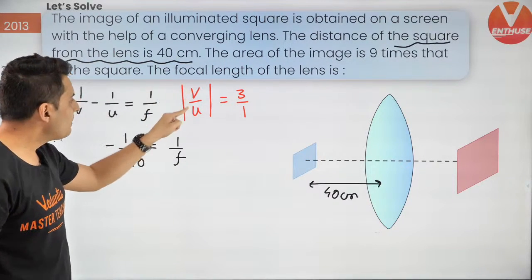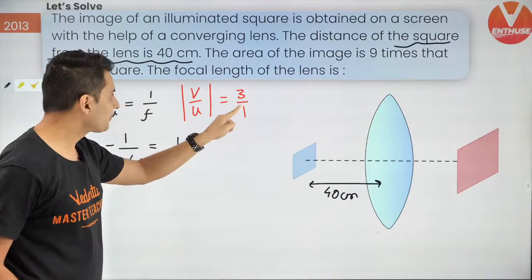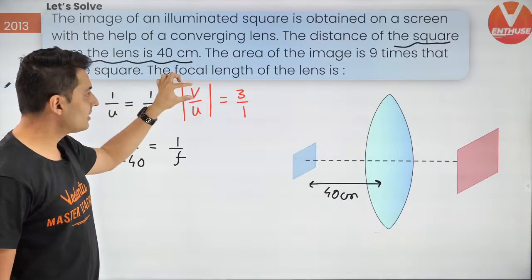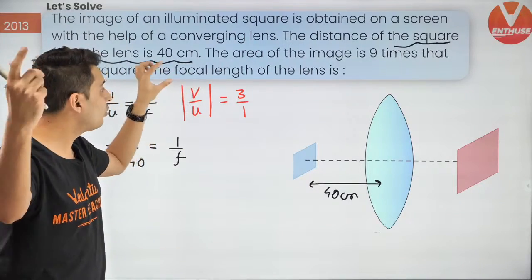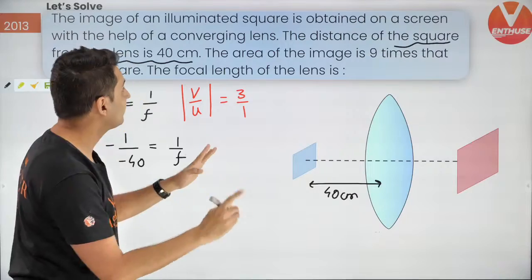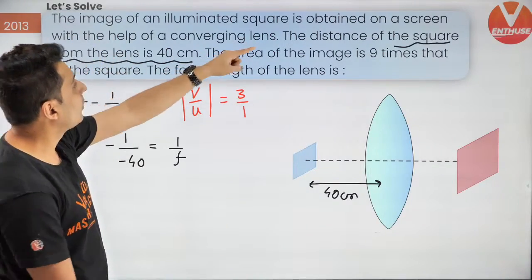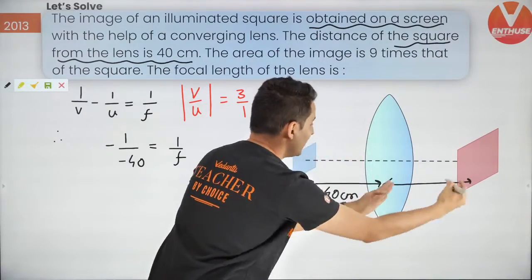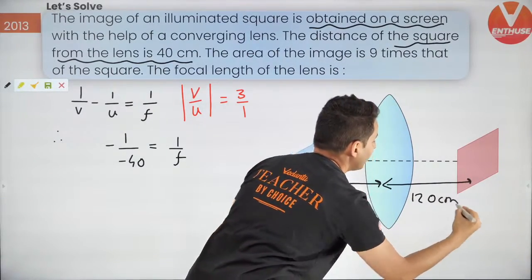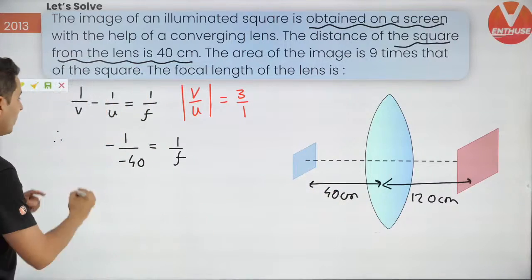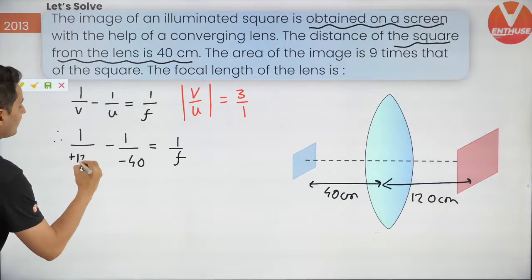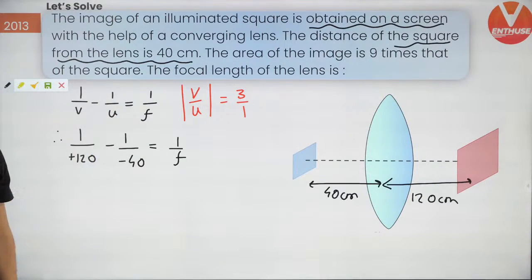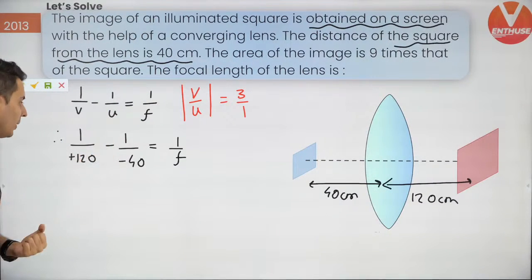Image by object distance is 3. So, if object distance is 40, image distance should be 40 into 3, which is 120. But be careful, the image is obtained on a screen. That means the image is obtained over here, this side at 120 centimeters. So the value of V will be plus 120. I hope this is clear. That is what you need to be very careful about.